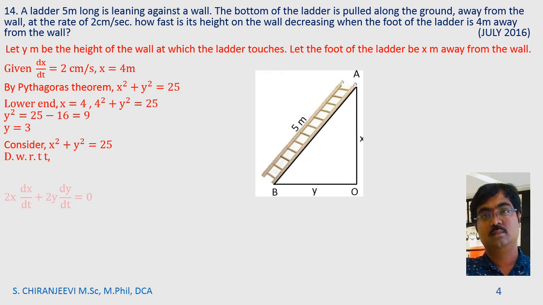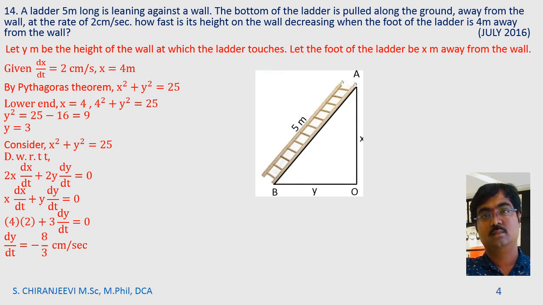Consider x square plus y square equal to 25. Differentiating with respect to t, 2x dx by dt plus 2y dy by dt equal to 0. x dx by dt plus y dy by dt equal to 0. Now substitute the values of x, dx by dt and y. 4 into 2 plus 3 into dy by dt equal to 0. dy by dt equal to minus 8 by 3 centimeter per second. The height of the ladder on the wall is decreasing at the rate of 8 by 3 centimeter per second.